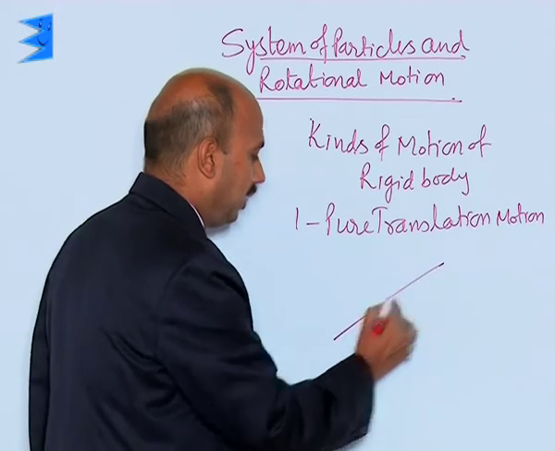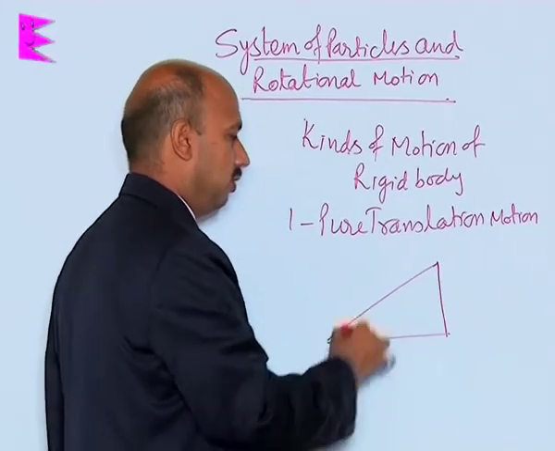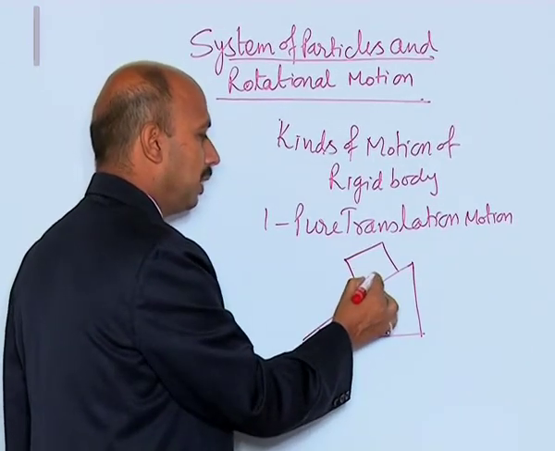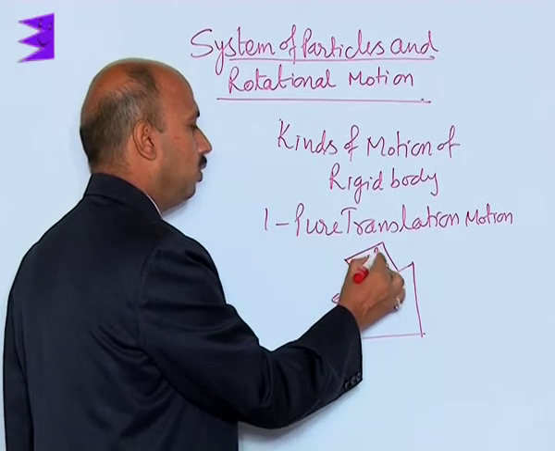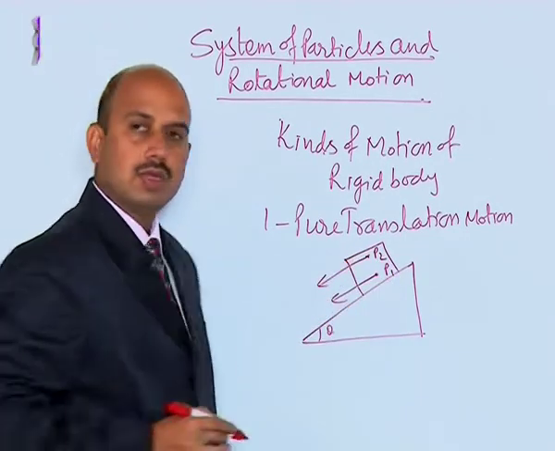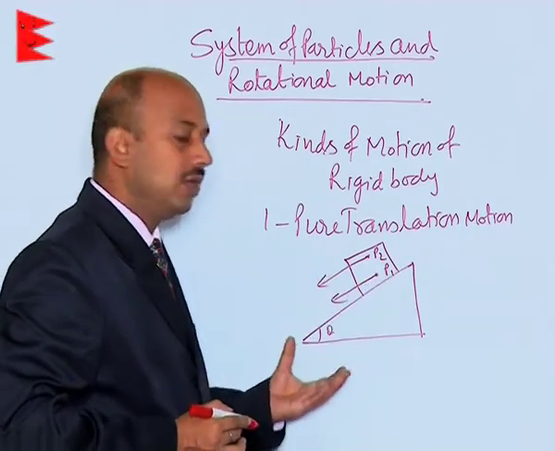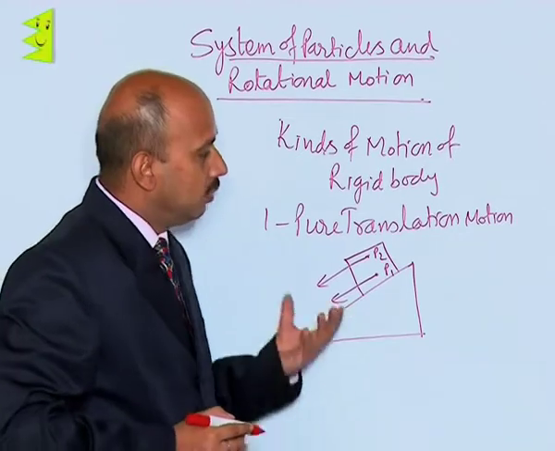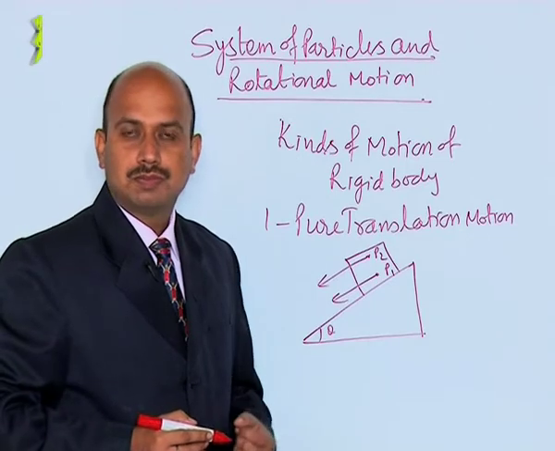Suppose you have taken an inclined plane like this, this angle is theta here, and here a block is coming down. Suppose this is the particle P1 coming down and P2 is also coming down. So at any instant, if all the particles of the body are moving with the same velocity in the same direction, then we say the body has pure translational motion.